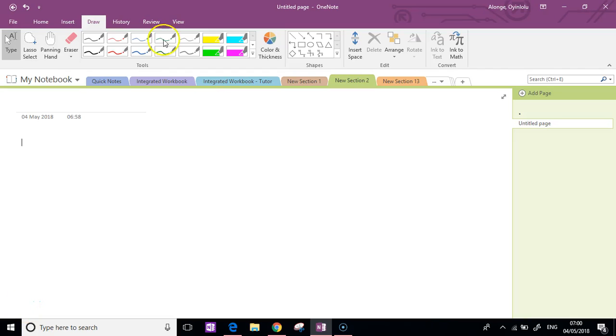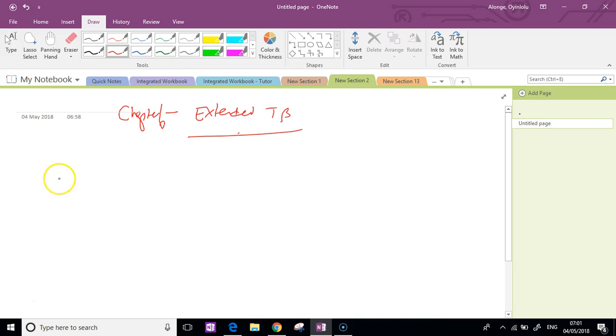This is Chapter 6. Chapter 6 isn't really a chapter, it's just an introduction. So Chapter 6 is an introduction to what's referred to as the extended trial balance. Now you remember that we got our trial balance from all the brought down figures.